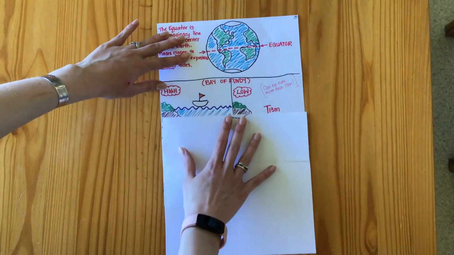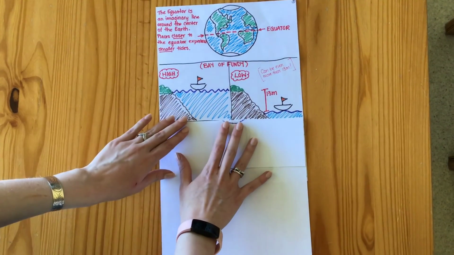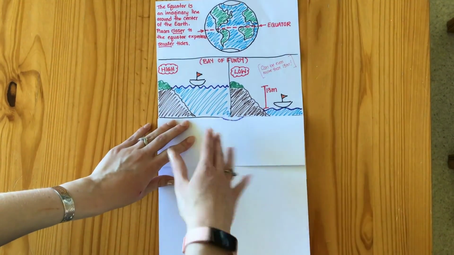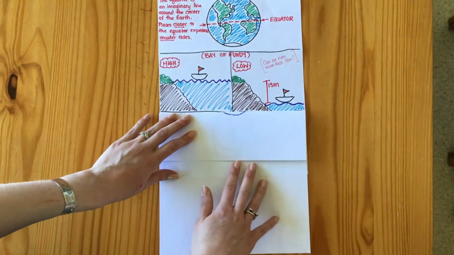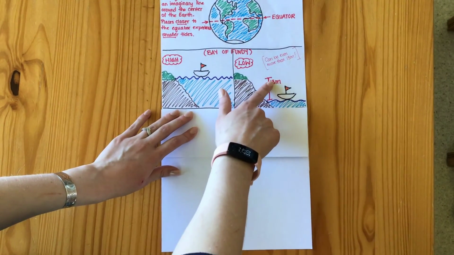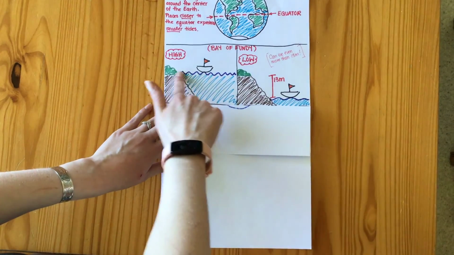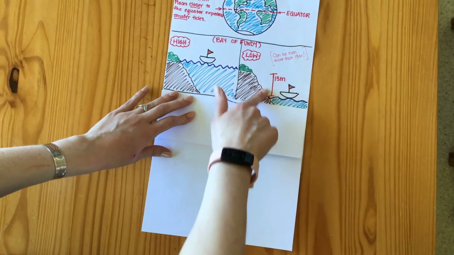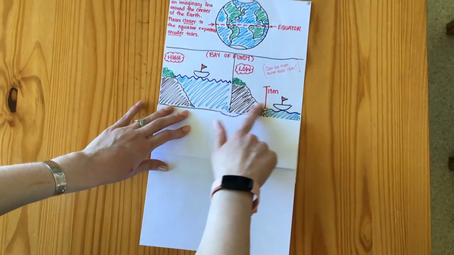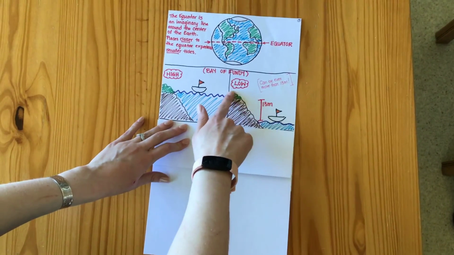So for example, we have the Bay of Fundy, which is located in eastern Canada, and this is where we have the biggest tidal action in the world. Tides can be bigger than 13 meters, and so that means at high tide, here's our boat in relation to the land, and at low tide we get a huge difference.